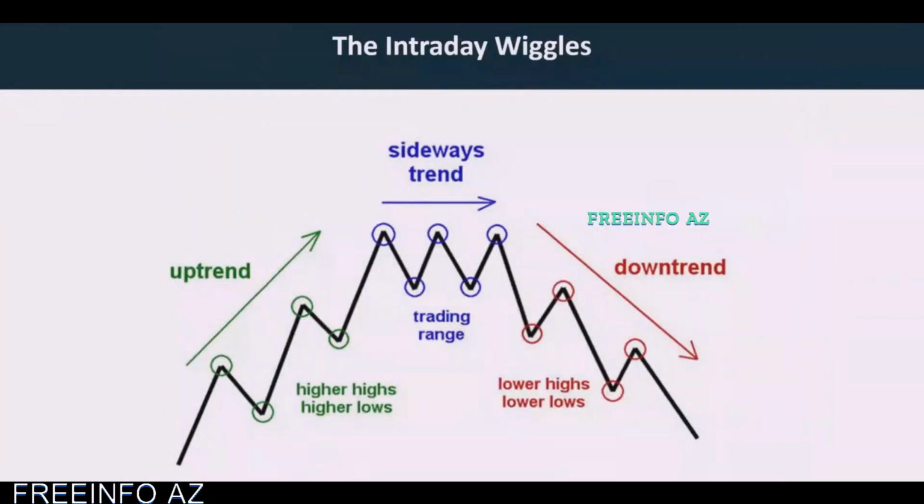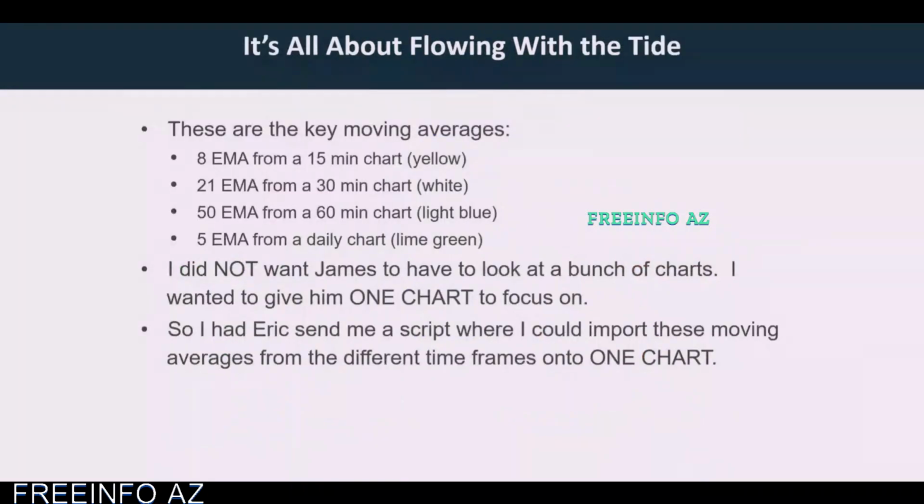Okay, so now we're looking at the key moving averages from different time frames, and that's what we want to bank this on. You'll notice that this is multiple time frames, and if you're looking at multiple time frames, you're going to have an edge because most people don't. So we're looking at the 8 period EMA, which stands for exponential moving average, from the 15-minute chart, and I color code that yellow. Then the 21 EMA from the 30-minute chart, I color code that white. The 50 EMA from the 60-minute chart, light blue. And the 5 EMA on the daily chart is lime green.